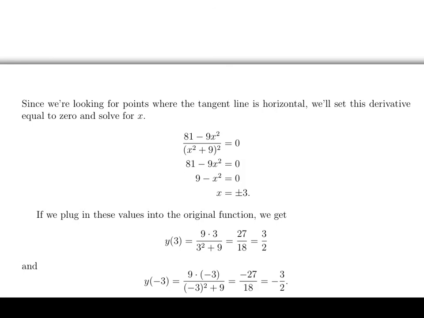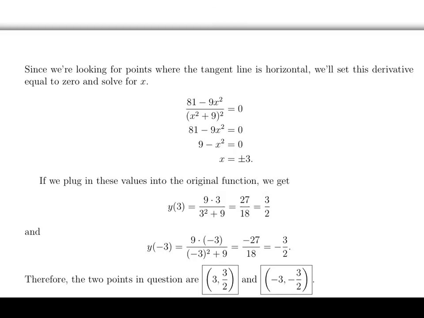So now we've got our 2 points. The 2 points are 3 comma 3 halves and negative 3 comma negative 3 halves. Notice that those 2 points really are mirror images of each other through the origin. So the symmetry that we talked about at the beginning really bore itself out in the calculations that we made here to get the points where the tangent line was horizontal.